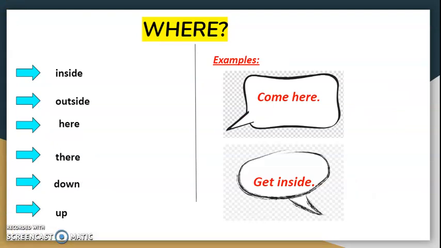Adverbs can also answer the question where. These words can be used as adverbs to tell where something happens. These are words like inside, outside, here, there, up and down. For example, come here, get inside.